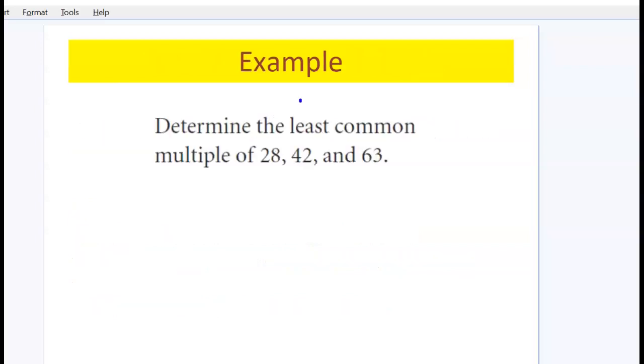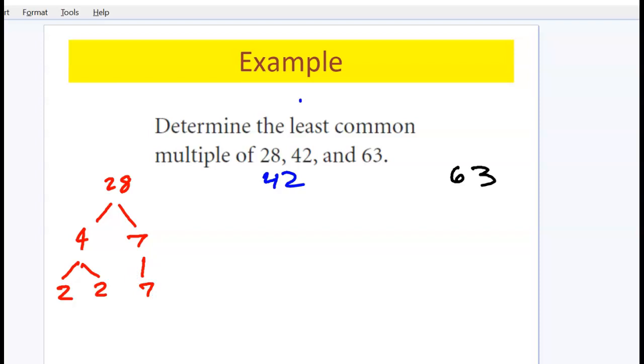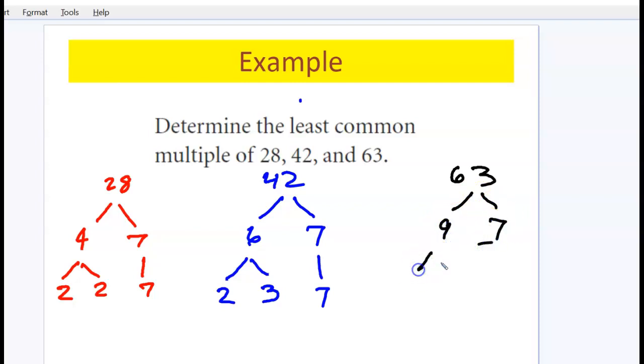All right, let's take a look at the next one. We want to find the least common multiple of 28, 42, and 63. So again, we're going to do the prime factorization of each of these. So I have 28, I have 42, and I have 63. So 28 is 4 times 7, and 4 breaks down into 2 times 2. 42 is 6 times 7, which is 2 times 3 times 7, and 63 is 9 times 7, which is 3 times 3 times 7.